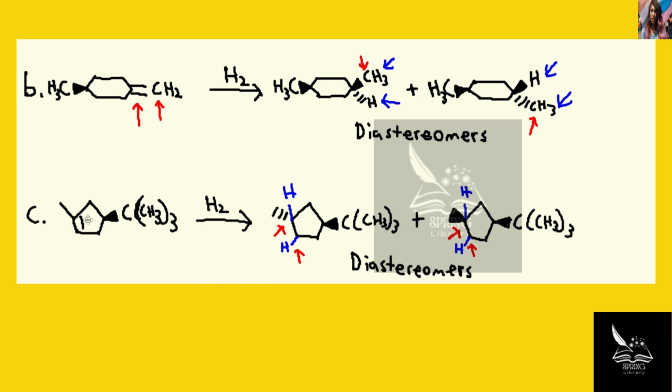And again, here it's because we have a distal chiral center that's set. It's not affected by this reaction. And so we have 2 options for the stereochemistry at the position that is affected by the hydrogenation. And therefore, we end up with a pair of diastereomers again.